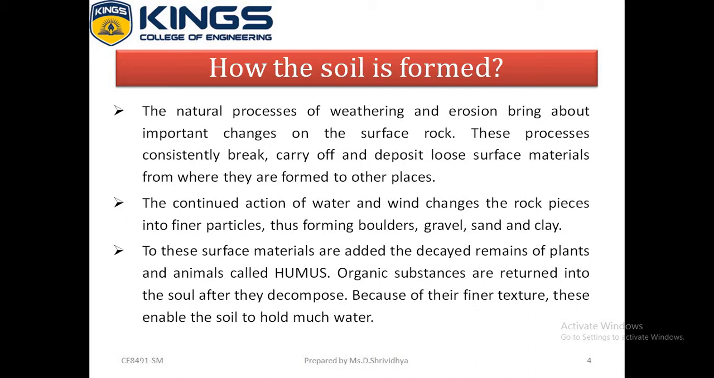The natural process of weathering and erosion bring about important changes on the surface rock. These processes consistently break, carry off and deposit loose surface materials from where they are formed to other places. The continued action of water and wind changes the rock pieces into finer particles, thus forming boulders, gravel, sand and clay. To these surface materials are added the decayed remains of plants and animals called humus. Organic substances are returned into the soil after they decompose. Because of their finer texture, these enable the soil to hold much water.